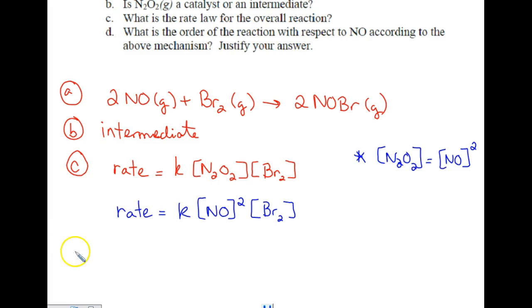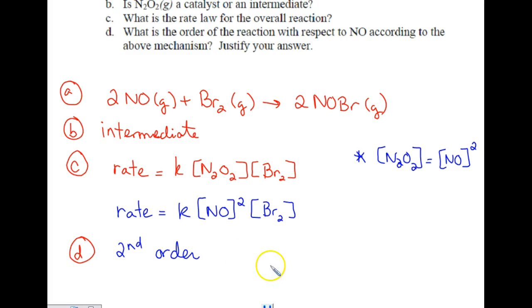Alright, and then the last part of the question is, what is the order of the reaction with respect to NO according to the above mechanism? Justify your answer. Well, since it's raised to the second, it is second order. And you could justify by explaining what you did to come up with the rate law. You can also say that since the exponent is 2, it is second order with respect to nitrogen monoxide.